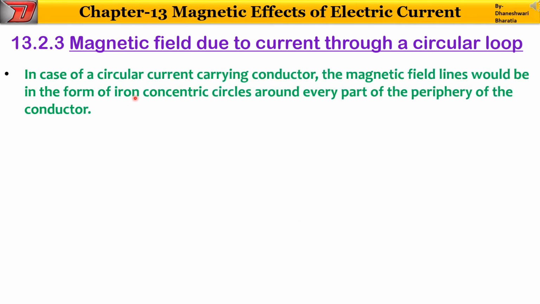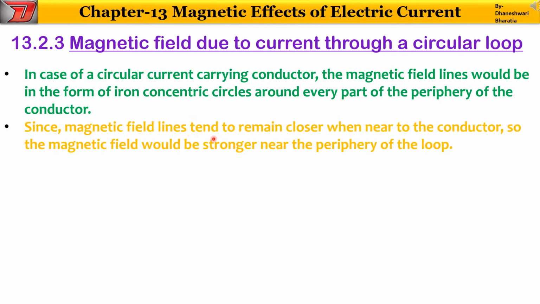So in case of a circular current carrying conductor, the magnetic field lines would be in the form of concentric circles around every part of the periphery of the conductor. Okay. Since magnetic field lines tend to remain closer when near to the conductor, the magnetic field would be stronger near the periphery of the loop. As we have seen in the figure, कि जैसे जैसे लूप के नज़दीक था वो concentric था, वो intense था, but जैसे जैसे distance बढ़ा है, the distance between the circles has also been increased, और ऐसा एक time आया कि जहाँ पे वो straight line हो गई.